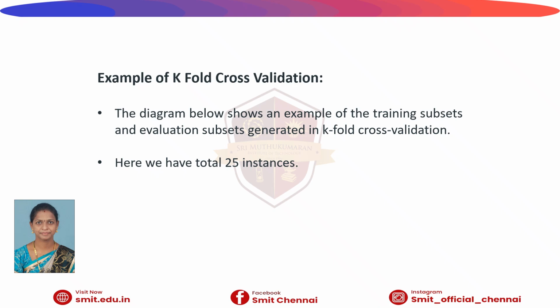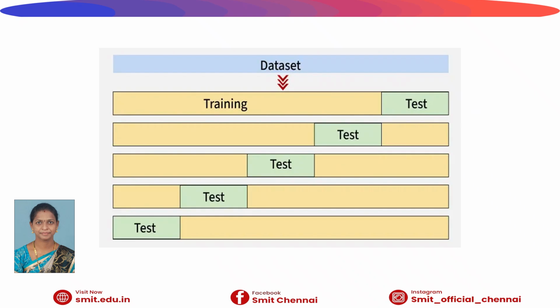Example of k-fold cross-validation. In this diagram, there are 25 instances in the data set and we choose the value of k equal to 5. The data set is divided into 5 equal subsets or folds.